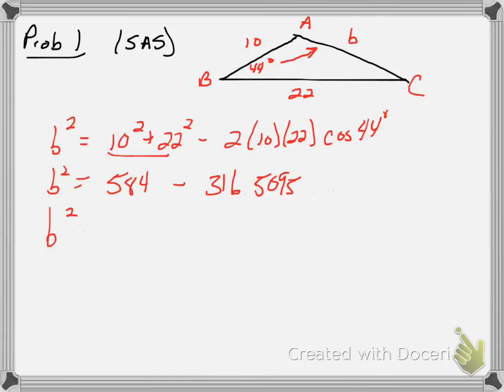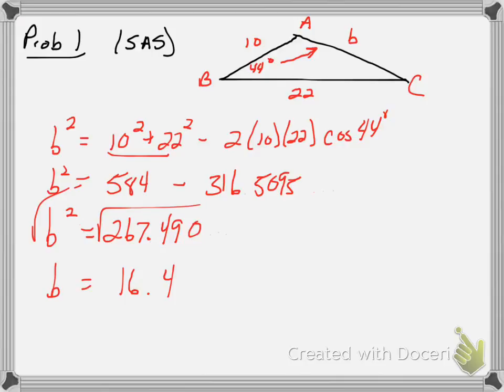That gives me 267.490 and some change. Again, don't round. Hit second square root, hit second answer on your calculator, and take the square root of that whole answer, and this is where you would round. We're looking for the nearest tenth, so we would go 16.4. And again, what we're doing here is taking the square root of both sides.